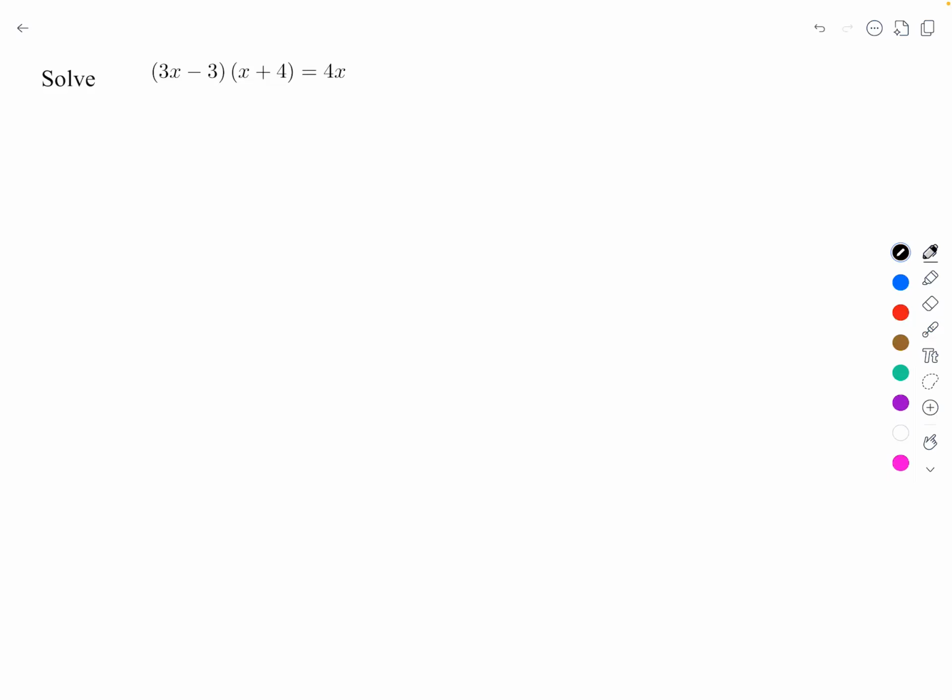So here is how we do it. We have to multiply this out first and then bring the 4x to the other side and make zero on one side. Right? So let's multiply out. 3x times x is 3x squared. 3x times 4 is 12x. Negative 3 times x is negative 3x. Negative 3 times 4 is negative 12, equal to 4x.